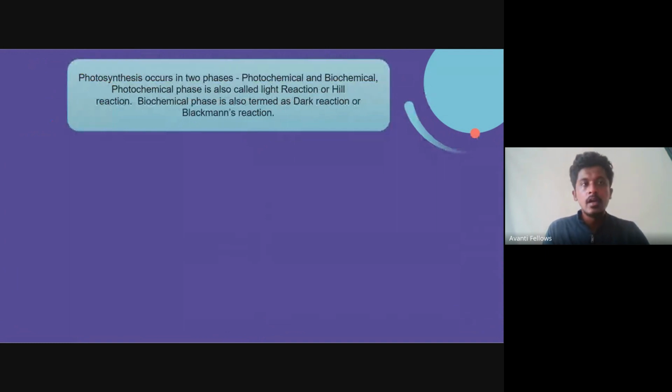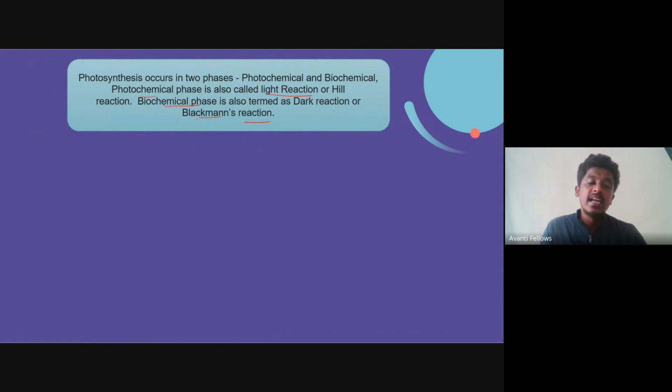Now, when it comes to the phases of photosynthesis, photosynthesis is a photochemical and a biochemical reaction. So, the photochemical phase is the light reaction or the Hill reaction, whereas the biochemical phase is the dark reaction, also called Blackman's reaction. As we have discussed, the names for these reactions are given based on how the first reaction takes place.